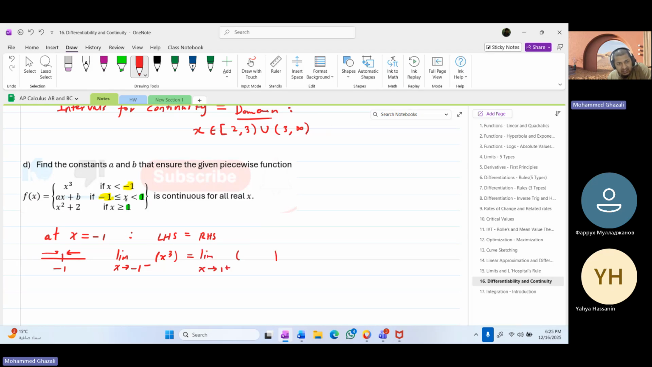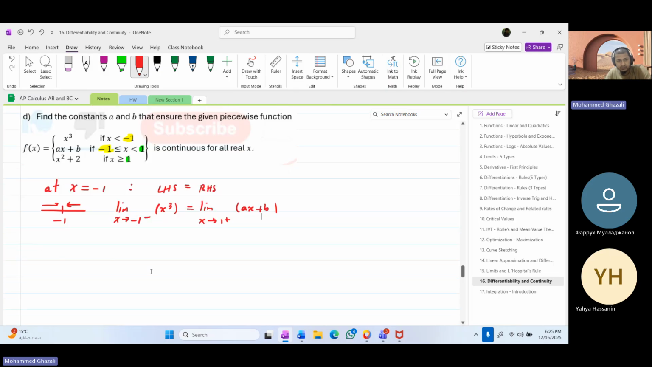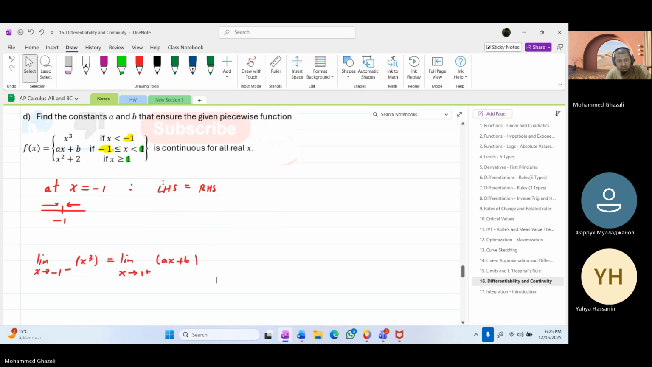And 1 from the right is x is greater than or equal to -1. That is the linear function. Okay, so now this is sorted out. Let me just put this underneath here, because there's 2 equations to work out.